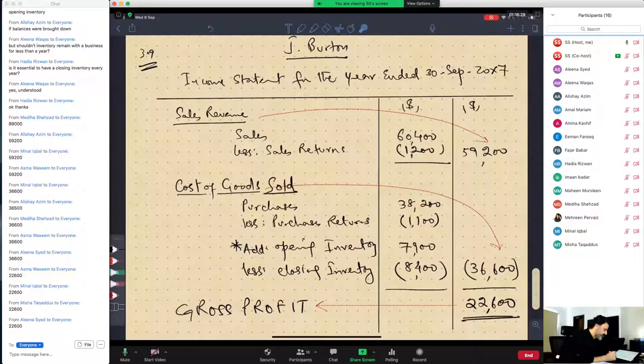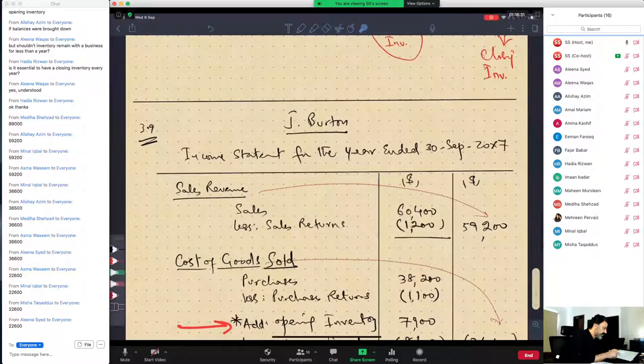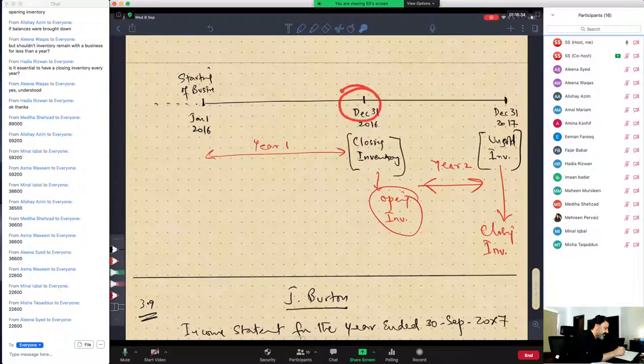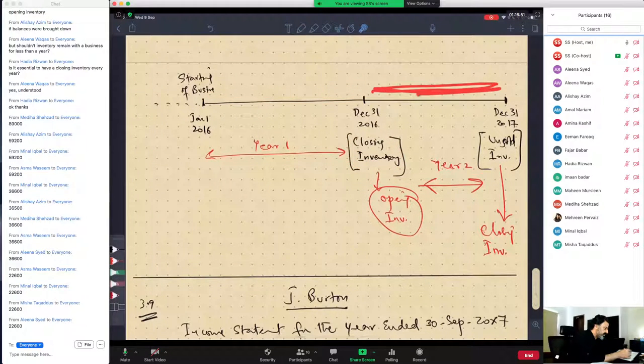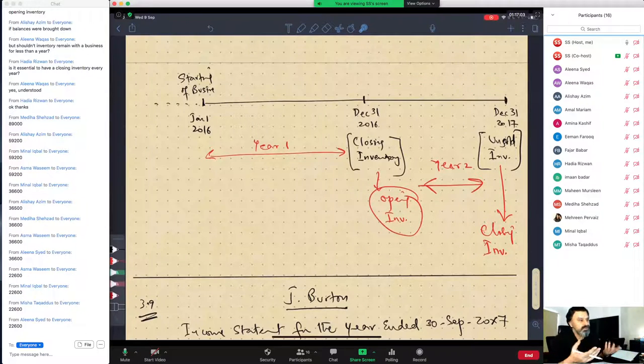Okay. Now coming to the opening inventory. Now let's refer to this timeline here. This is the end of the first year and the beginning of the second year. Whatever closing inventory was there keeping the first year in perspective becomes the opening inventory for the following year. So now, this is our financial year that we are considering. Obviously, as I was explaining earlier, when you have opening inventory, you will not buy any further goods because it won't be a wise move when you already have some unsold inventory lying in your warehouse. You need to first sell it.